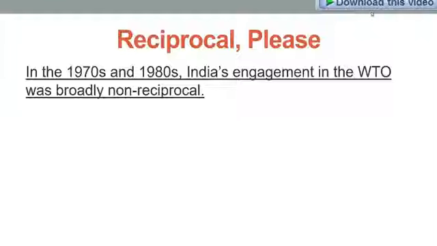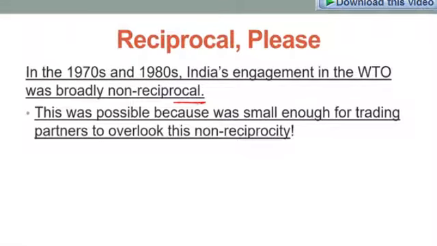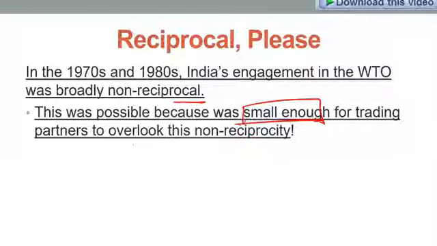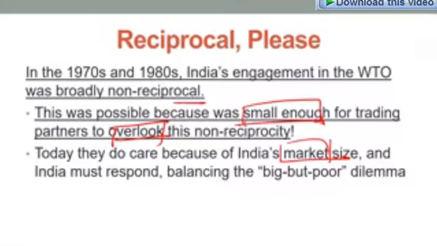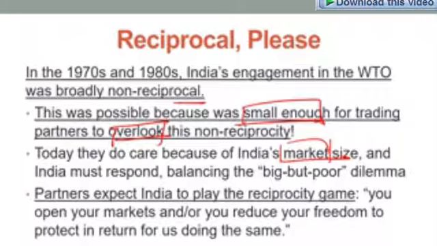Now, before the 1990s, India was always non-reciprocal, which means India used to demand things, but never used to compromise much. We used to say, we are a poor country, we need help. India was small enough that people used to overlook this. But now India is big. We are a big market. So now they will not be willing to overlook. They will want reciprocity. So partners expect India to play the reciprocity game.